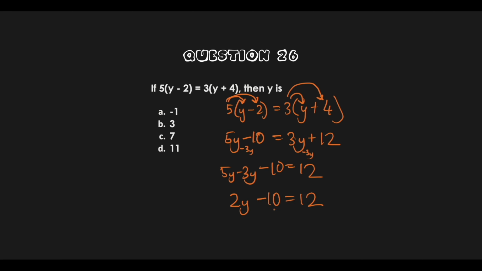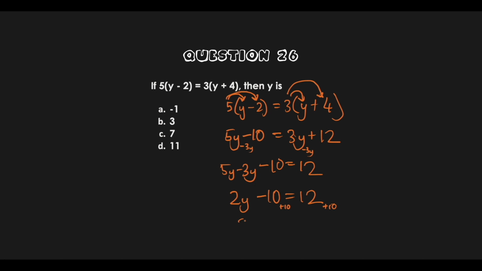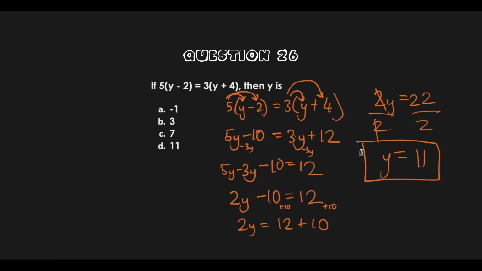Now to get the y by itself, we have to get rid of this 10. So it's like we're adding 10 to both sides. In other words, if you think of this as a minus 10, bringing it over turns it to plus 10 once it passes the equal sign. So then we are left with 2y is equal to 12 plus 10. So what's 12 plus 10? So 2y is equal to 22. Now to get y by itself, we divide both sides by 2. So therefore y is equal to 22 divided by 2, which is 11.